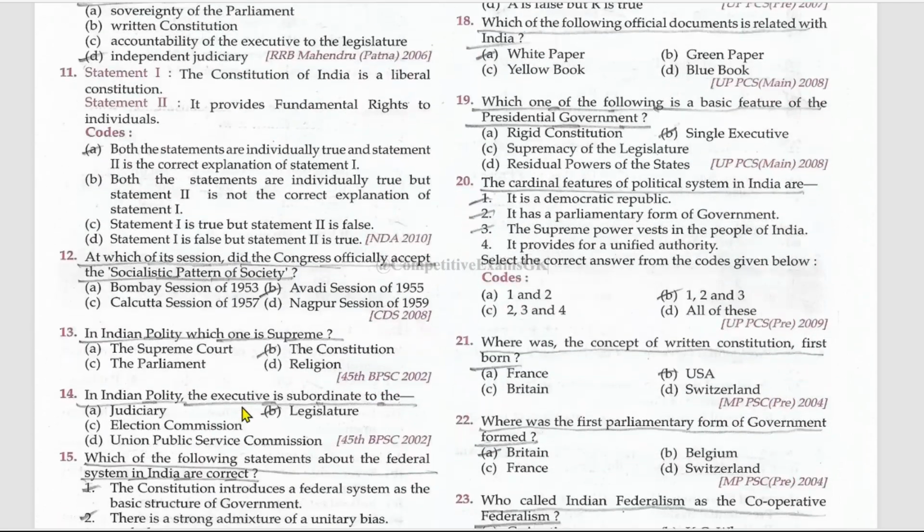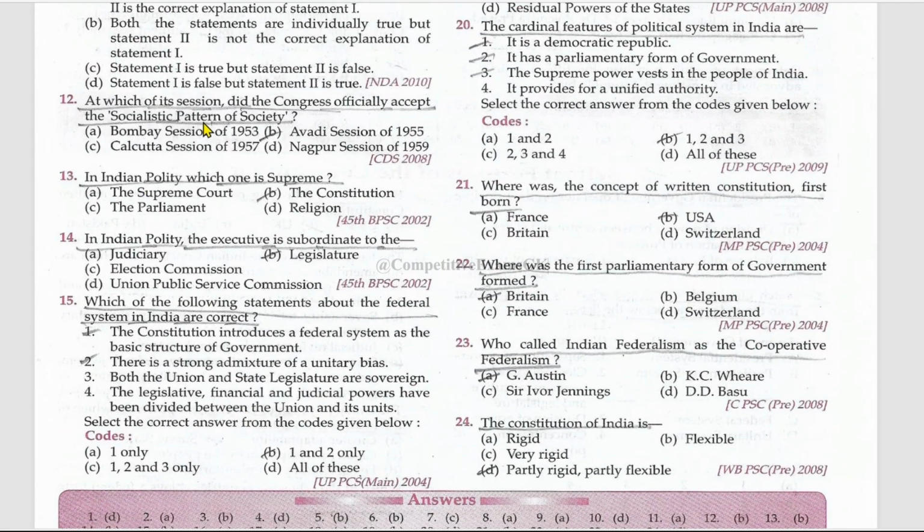At which of its sessions did the Congress officially accept the socialistic pattern of society? Avadi session of 1955. In Indian polity, which one is supreme? The Constitution. In Indian polity, the executive is subordinate to the legislature.